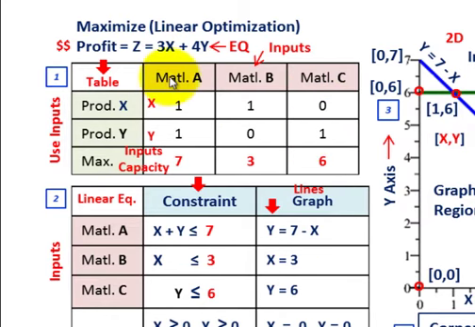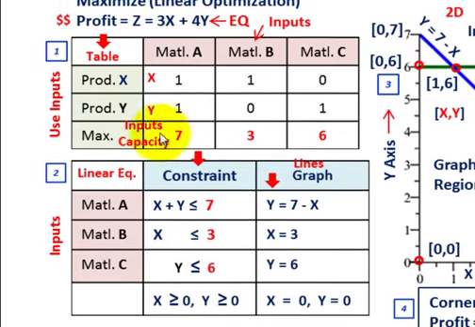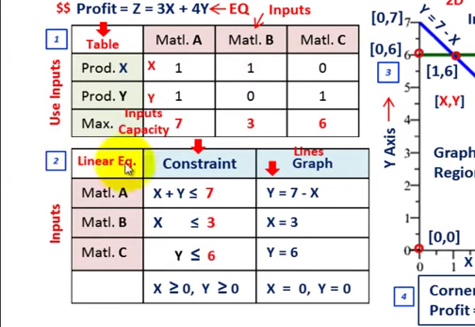For the materials available to us for manufacturing these products, we have a maximum number of units we can get for each. For material A, we can only get 7 units, material B 3 units, and material C 6 units. So this is the basic problem: we have to come up with the right product mix for X and Y to maximize our profit. That's the first thing we have to do, set up a table as described.